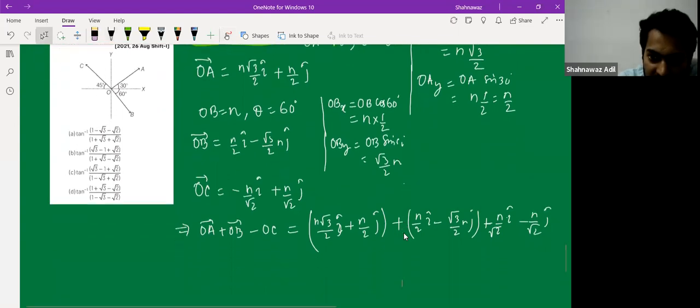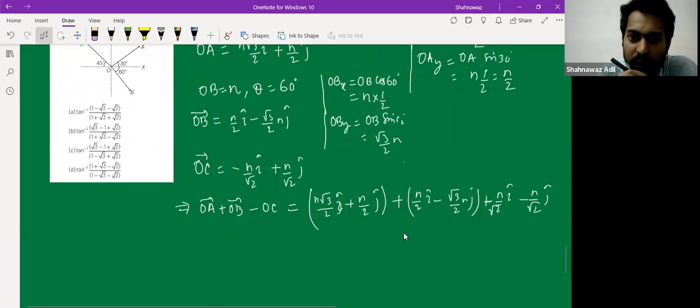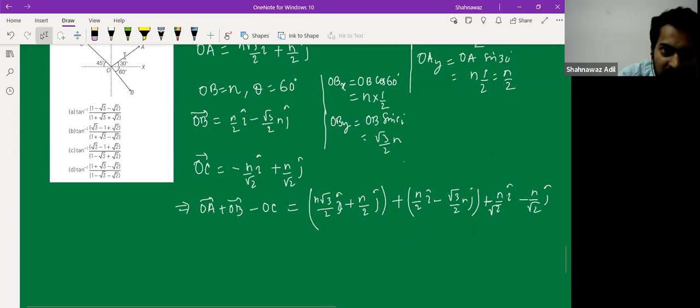So can you recall what my goal was to solve this question? We have to find out the direction with the x-axis. Yes, we have to find out the x component, the i component, and the j component. So it seems that we are going in the right direction. We have the i part and we have the j part. So we will solve this.